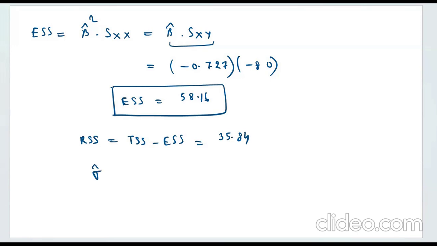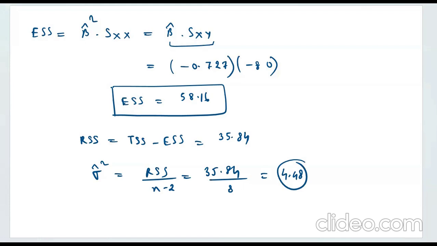Once you have ESS, you can find out sigma cap square, which is RSS by n minus 2. So 35.84 upon n. No, n is not 13, it's 10. Sorry. N is 10, so n minus 2 is 8. And if you calculate, this will come out to be 4.48. Sigma cap square is done.